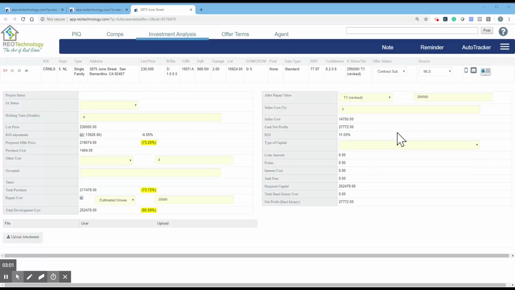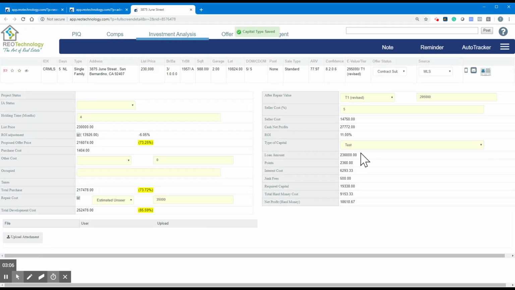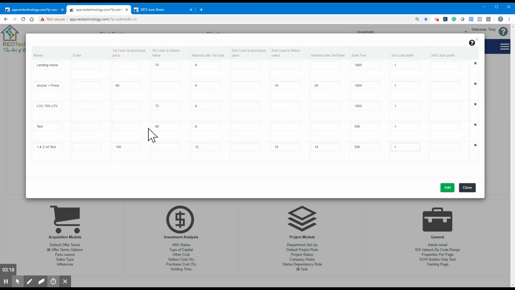So I'm over at my investment analysis, and here is my test first. So now my loan to value is 100% of, let's see here, 80% of future value, right?